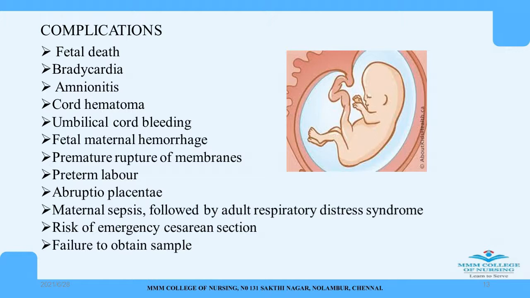abruptio placenta, that is premature separation of placenta, maternal sepsis followed by adult respiratory distress syndrome, then risk of emergency cesarean section based on the condition of the baby, then failure to obtain sample. So these are some of the complications that may occur due to this cordocentesis procedure.